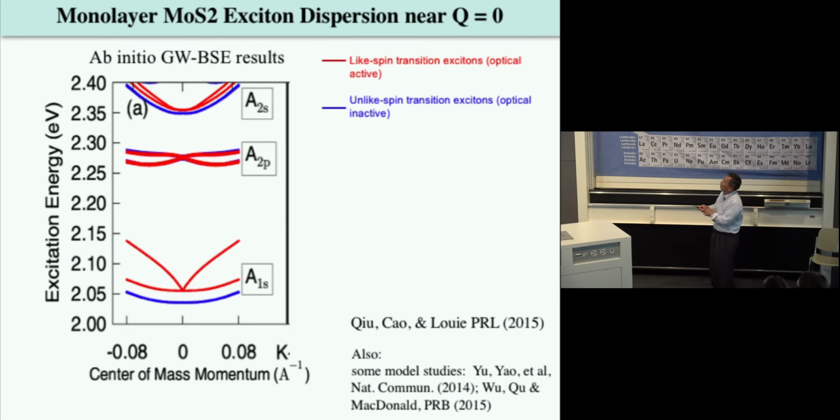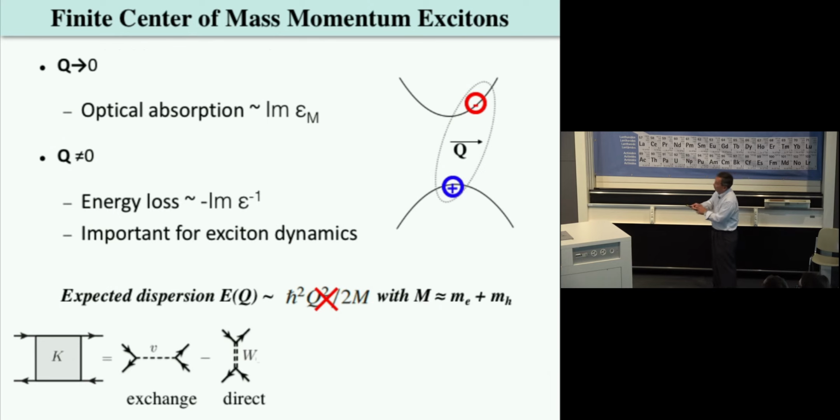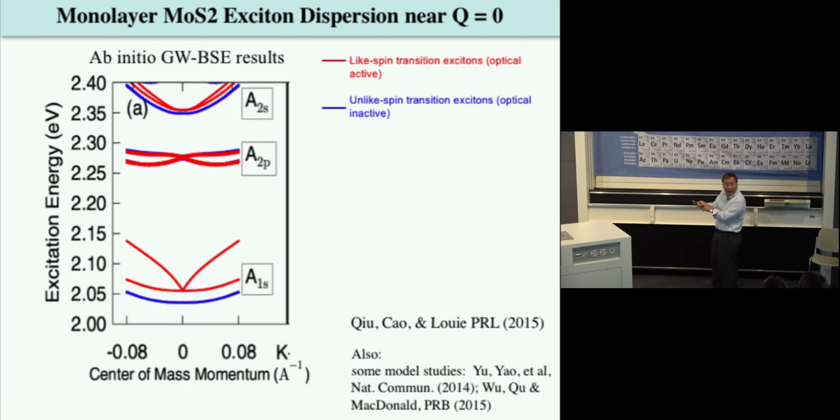So here's a calculation we did for molybdenum disulfide exciton dispersion. Here is the excited state of the excitons, and this is the ground state, as a function of momentum for the A series that I mentioned. The blue lines correspond to the spin-flip transitions. The red lines correspond to spin-direct transitions without flipping the spin.